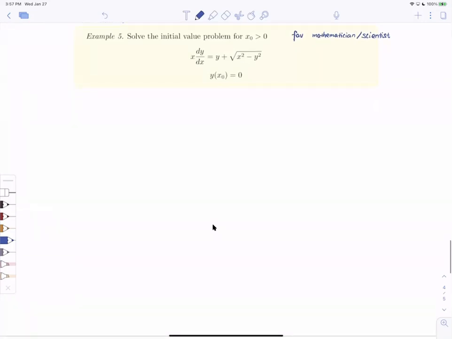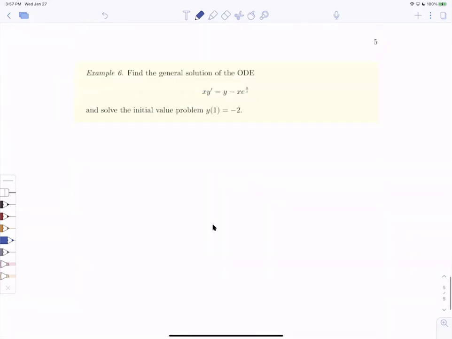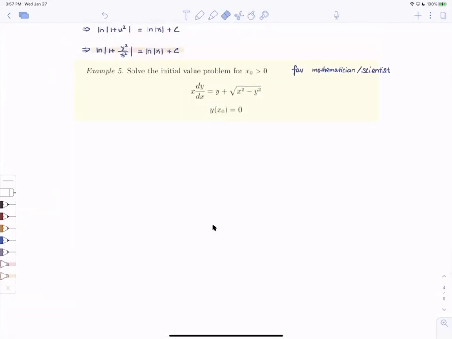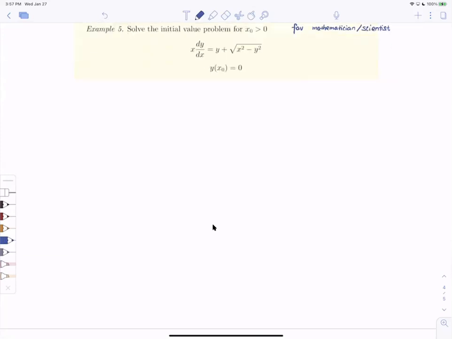Example 5. Let's quickly finish this. I don't think we'll have time to do this one, but the last one is actually simple. This one is slightly harder than the last one. So first of all, we have dy/dx equals y over x plus the square root of 1 minus y squared over x squared. Okay? And now let's let u equal y over x.